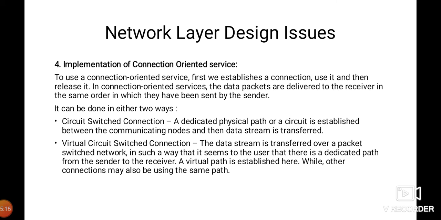In a circuit switched connection, one path is dedicated to one particular message, and no packet of another message can use this path. But in a virtual circuit network, another connection may also use the same path. So here we can say we are optimizing the channel, utilizing the channel optimally.